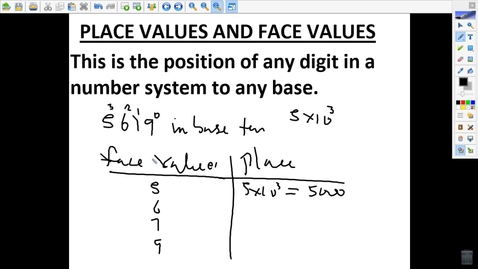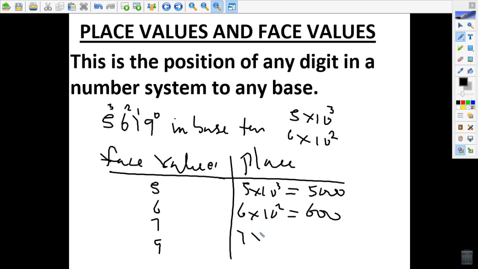The face value of 5 is 5. So the face value of 6 is 6. Now the place value of 6 is 6 times 10 raised to power 2. 10 raised to power 2 is 100. 100 times 6 gives you 600. So the place value of 6 is 600.